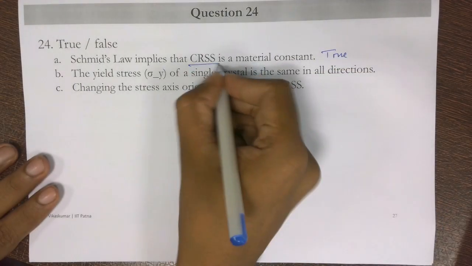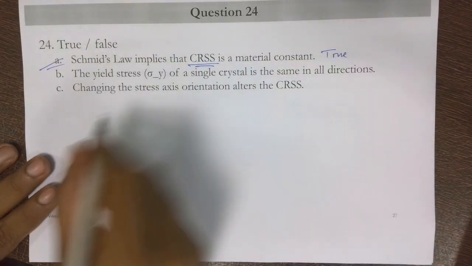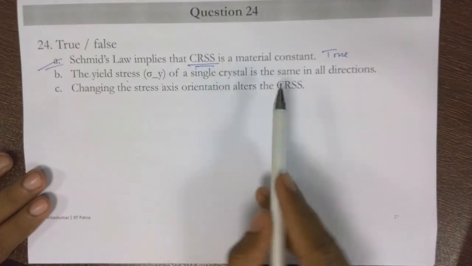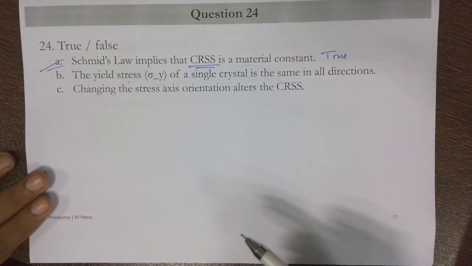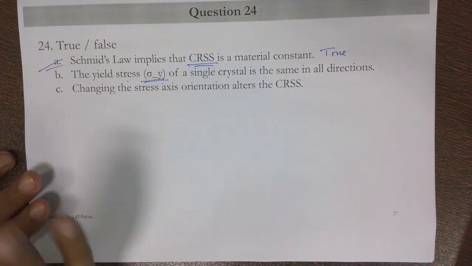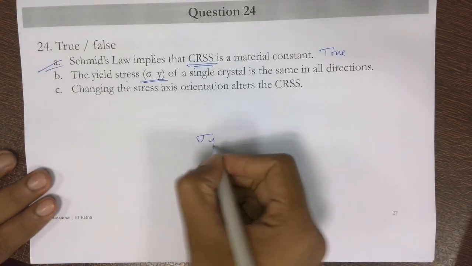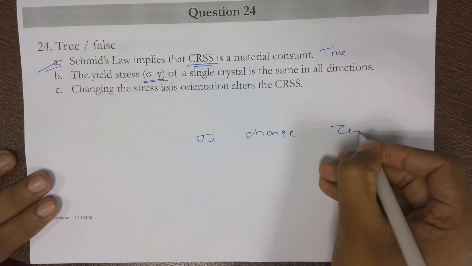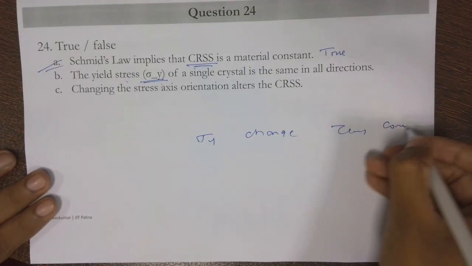CRSS is a material constant. Sigma y is not. The yield stress sigma y of a single crystal is not the same in all directions. Yield strength is what Schmid's law told us: the yield strength changes, but tau CRSS is constant. So this option is false.